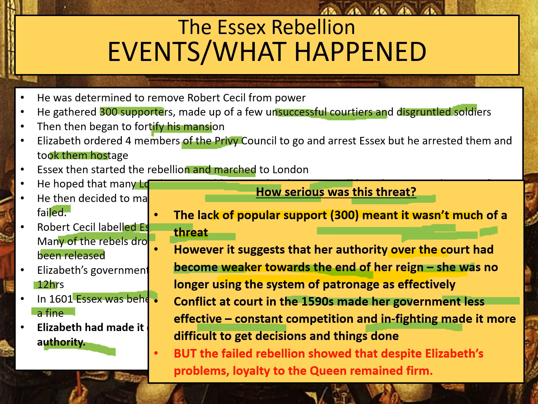If she had, then the Earl of Essex would have never started that rebellion, because his main issue with Elizabeth was how she had promoted Robert Cecil. The conflict at court in the 1590s also made her government less effective. The fact that there is constant competition and infighting made it more difficult to get decisions and things done. But we can think about the fact that the failed rebellion showed that despite Elizabeth's problems, the loyalty to the Queen remained firm. People could have joined it, but they chose not to, which shows that Elizabeth was still popular with the majority of ordinary people.